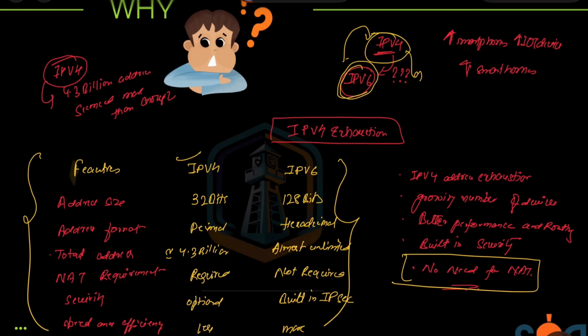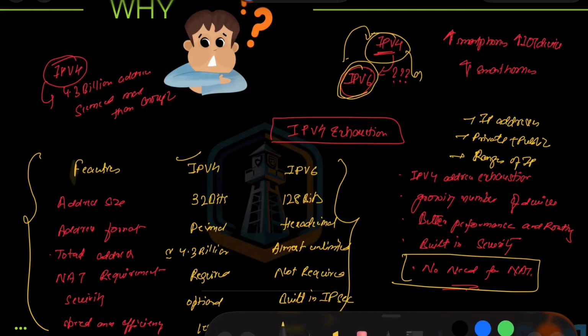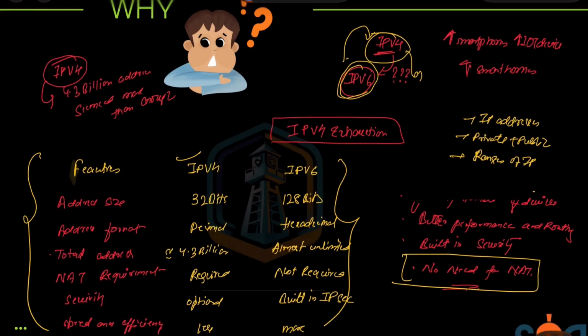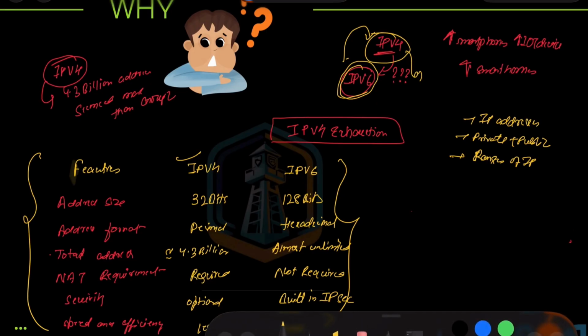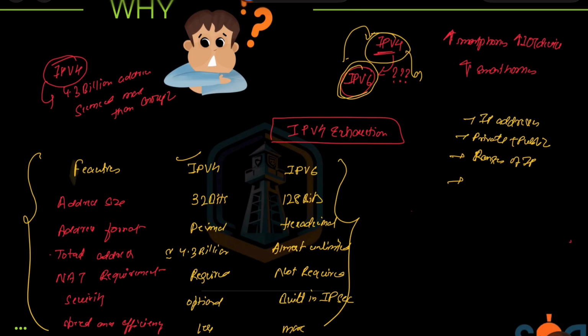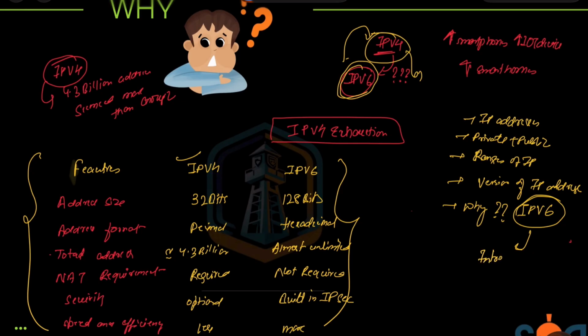So today we learnt about what an IP address is, private plus public IP addresses, ranges of IP addresses, versions of IP addresses, and the main point is why IPv6 was introduced.